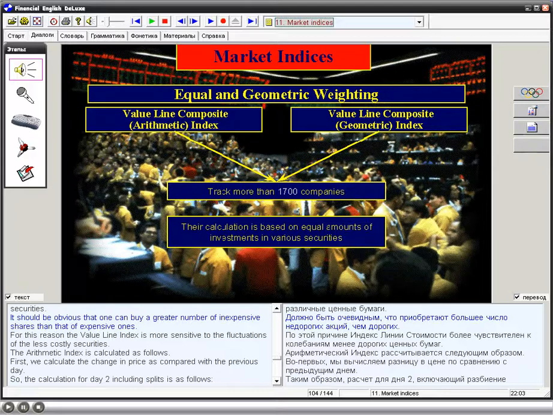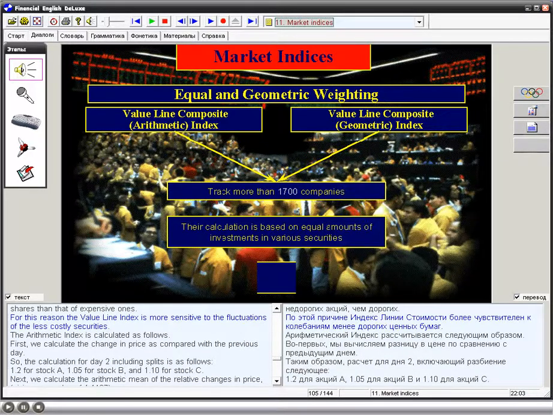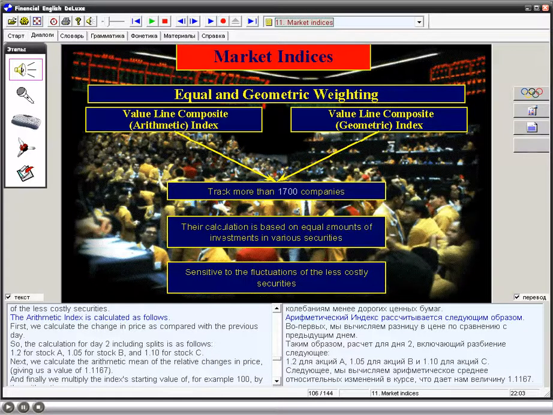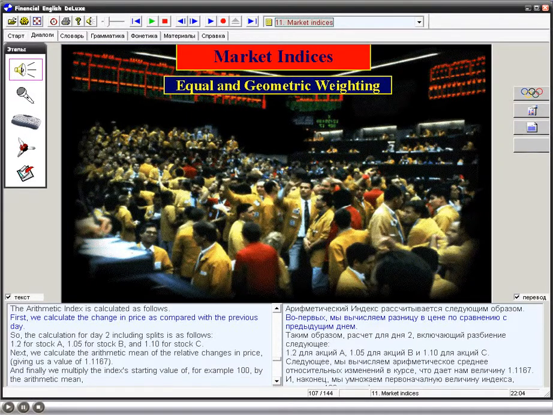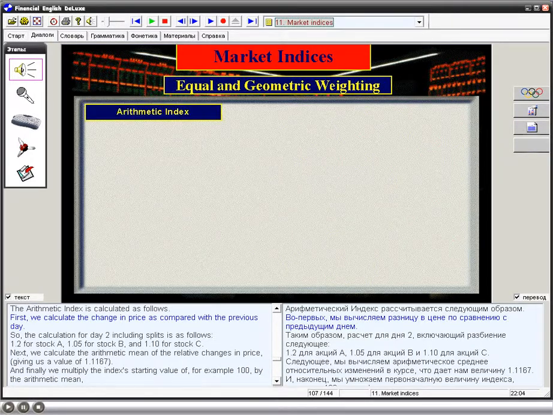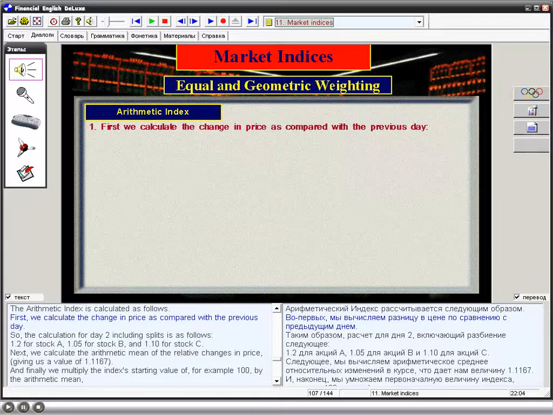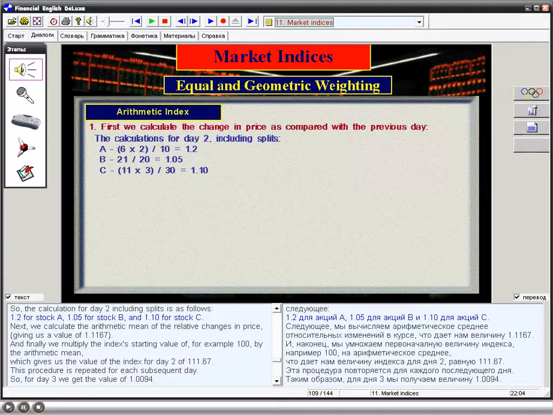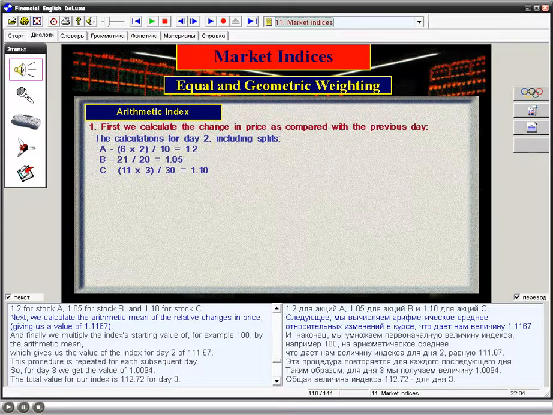It should be obvious that one can buy a greater number of inexpensive shares than that of expensive ones. For this reason, the Value Line Index is more sensitive to the fluctuations of the less costly securities. The arithmetic index is calculated as follows. First, we calculate the change in price as compared with the previous day. So the calculation for day 2, including splits, is as follows. 1.2 for stock A, 1.05 for stock B, and 1.10 for stock C.